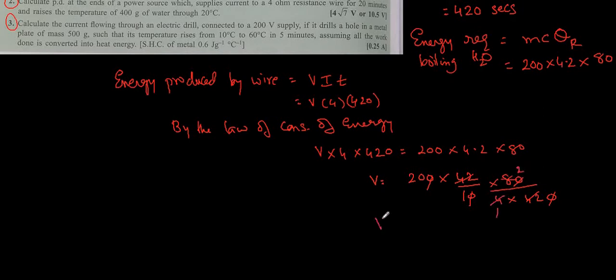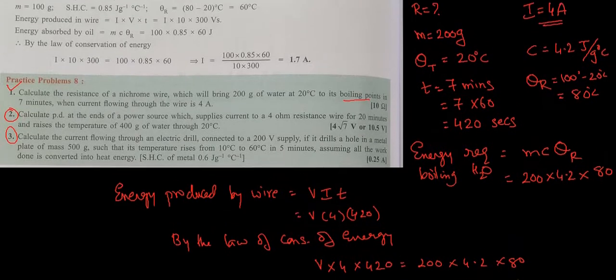So what is the value of V? Value of V is 40. So the potential difference we got is 40. That is our potential difference. Understood? Now it says we have to find out the R, the resistance.